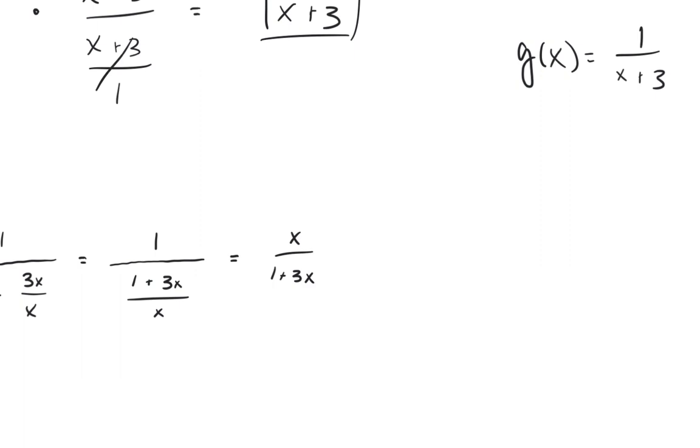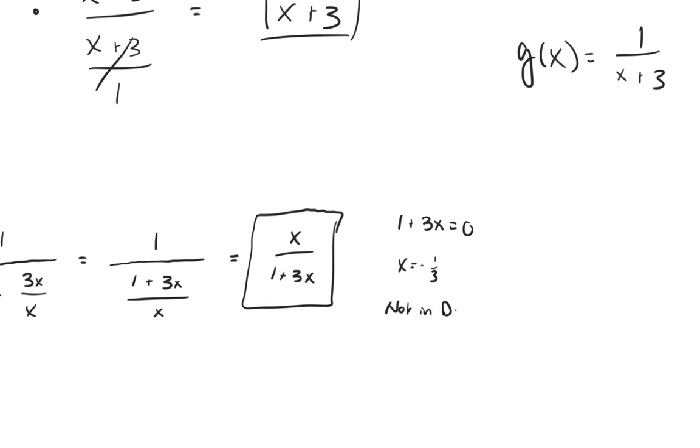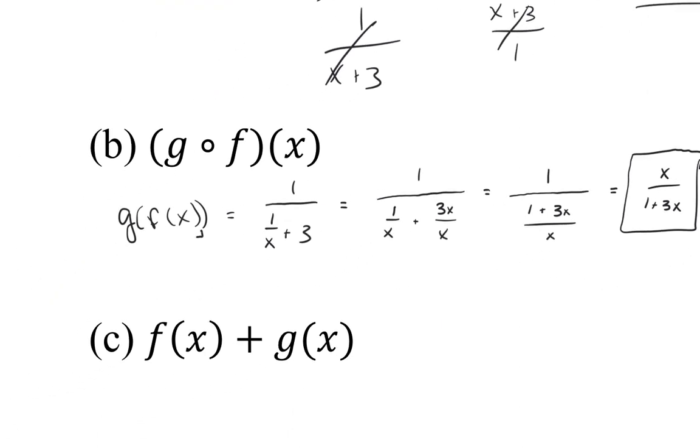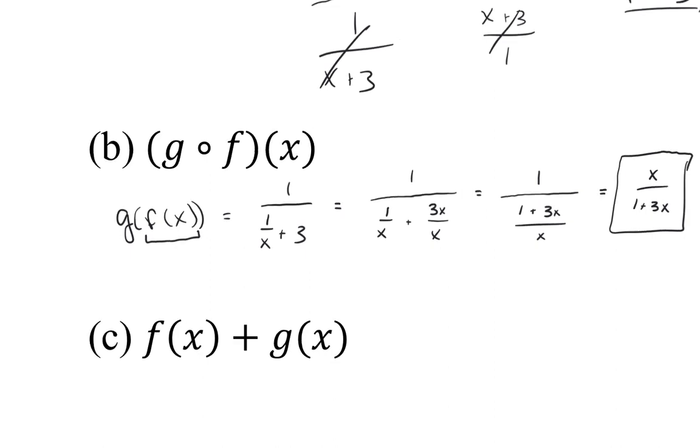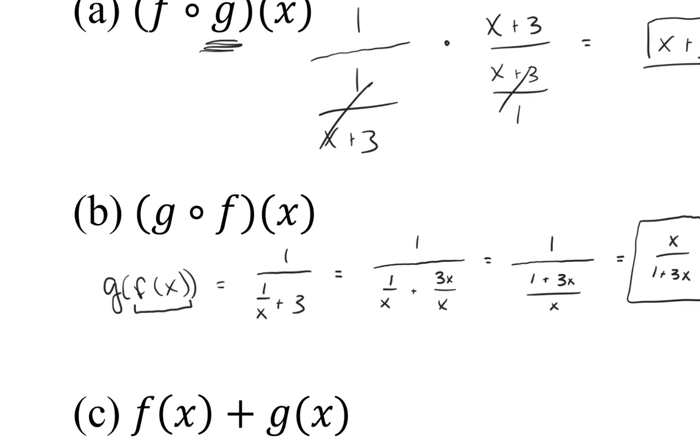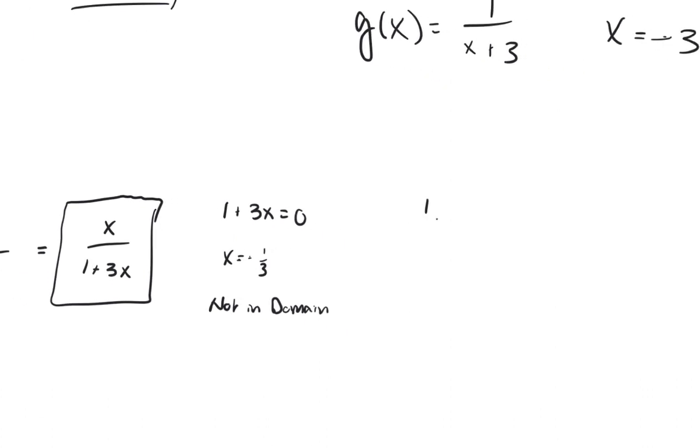Now here, this function, sorry, let me rewrite that. This function is not going to work when 1 plus 3x is equal to 0, which means that x equals negative 1 over 3 is not in the domain. Also, like we did earlier, we need to make sure that any value that we pass into f of x is going to work. So 1 over x is f of x, which means that 0 is not in our domain either.